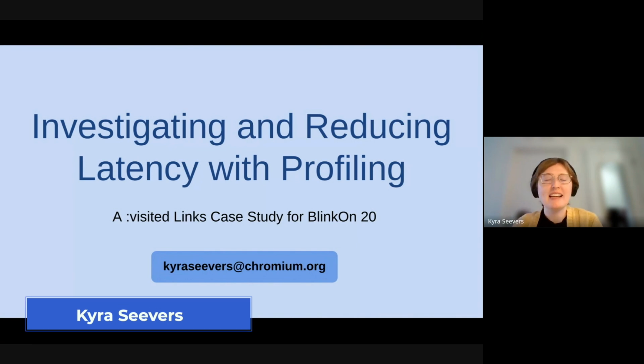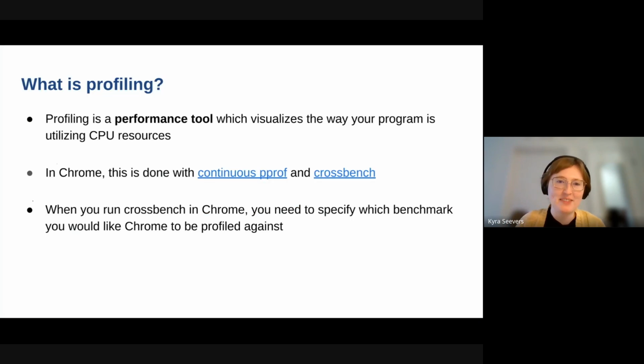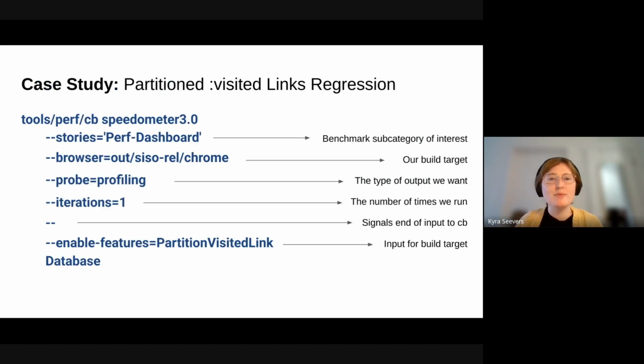I work at Google, and today I'll be talking to you about reducing latency with profiling as a case study from Visited Links. So as you may know, profiling is a performance tool that basically tells you how your program is utilizing CPU resources. And in Chrome, this is done with continuous pprof via a tool called Crossbench. And when you run Crossbench in Chrome, you actually need to specify which benchmark you would like to be profiled against. So in this case study, we ended up slightly regressing Speedometer 3.0.